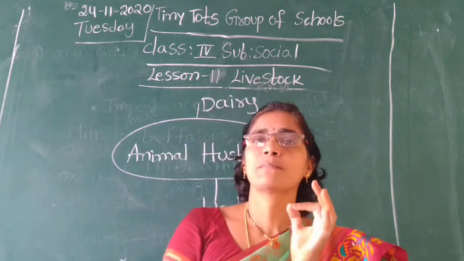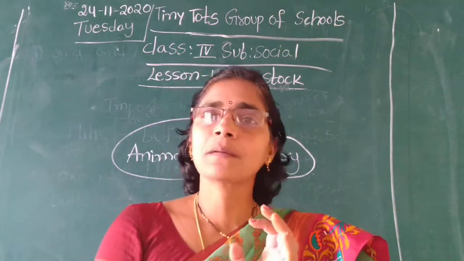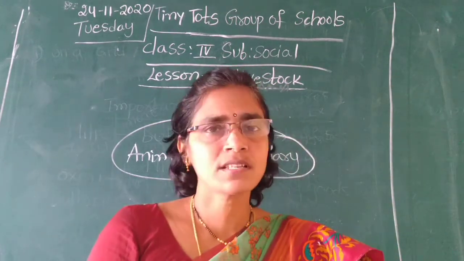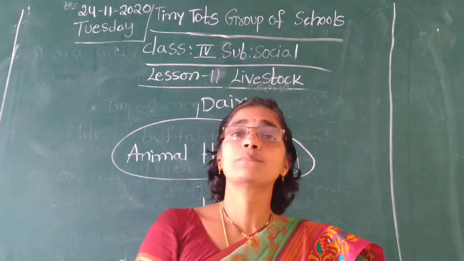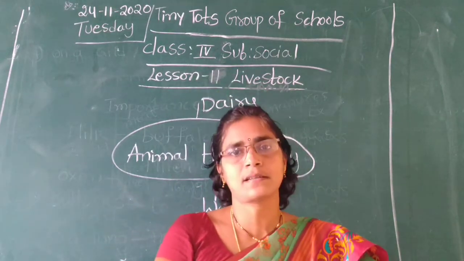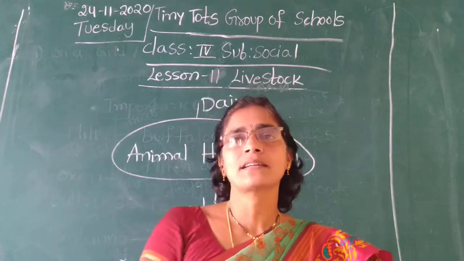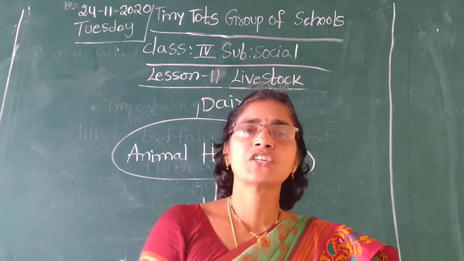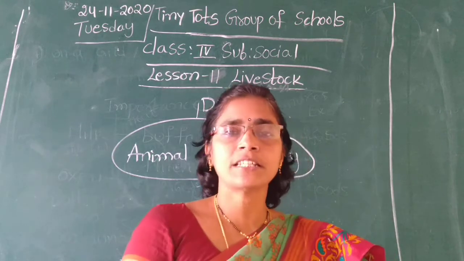Wool is used for making woolen clothes, blankets and carpets. Carpets ante kaalu tudichukune pattalu. Did you understand what is the use of wool? We can get wool from sheep, goats and rabbits. Wool is used to make woolen clothes, blankets and carpets. The best quality of wool comes from the sheep from mountain regions.